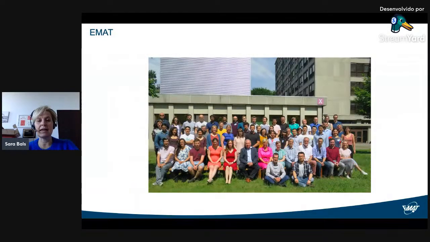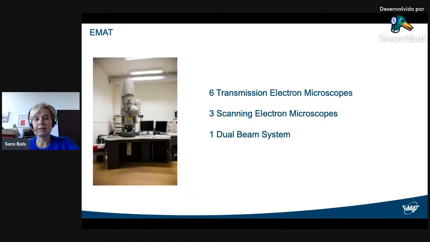Here you can see a rather recent picture of our group in the pre-COVID times. Since then, the group has only grown even more. So you can see that this is quite a large group, all electron microscopists. Currently we have about 25 PhD students and 25 postdocs, and we also have a rather large technical staff, people that are helping us taking care of our instruments. At the moment, there are 6 transmission electron microscopes, 3 scanning electron microscopes, and 1 dual beam system. This dual beam system is a combination of an ion beam and an electron beam.